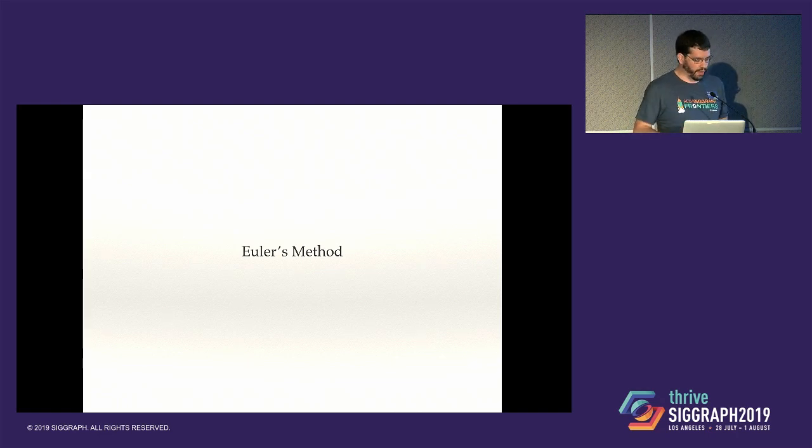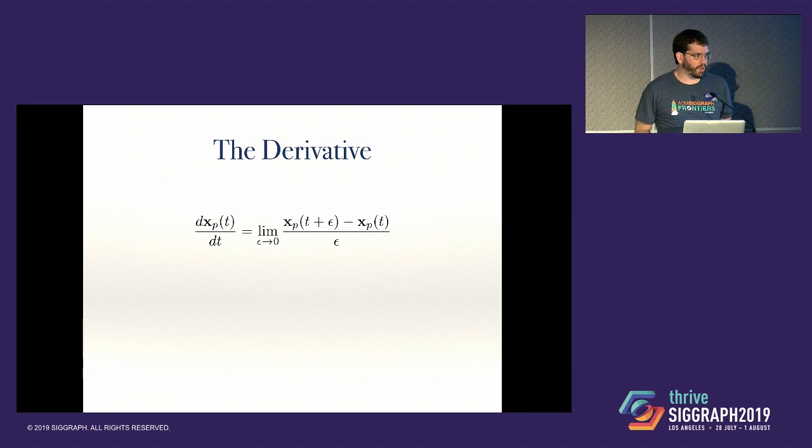And so we'll look at how you get to Euler's Method. We start with the formula for a derivative that you probably remember from your first calculus class. We have the change in x with respect to time is equal to the limit as epsilon approaches 0 of the difference between the position of x at time t plus epsilon minus the position of x at time t, divided by epsilon.